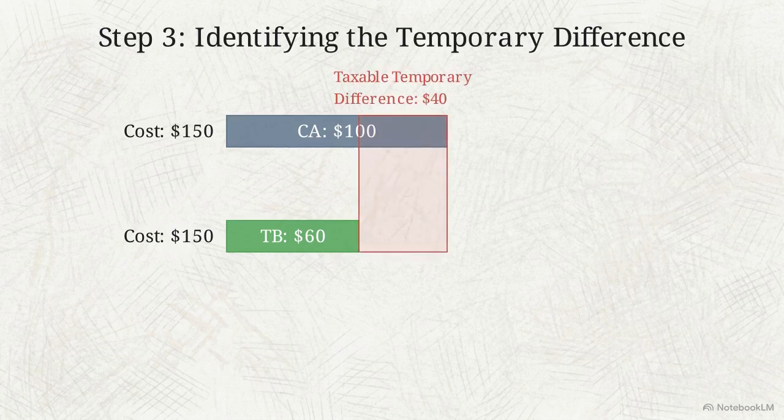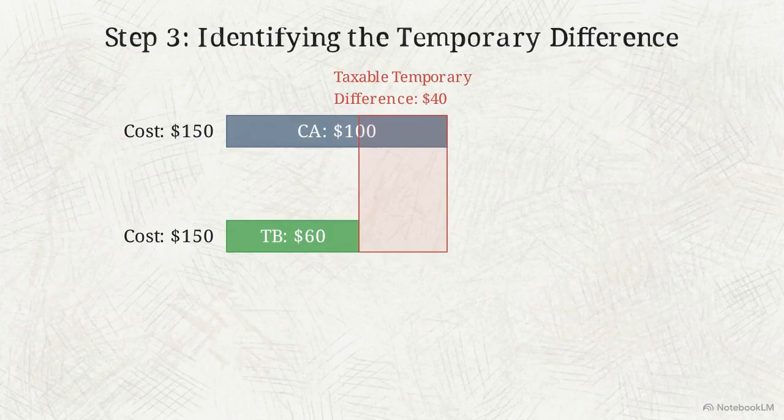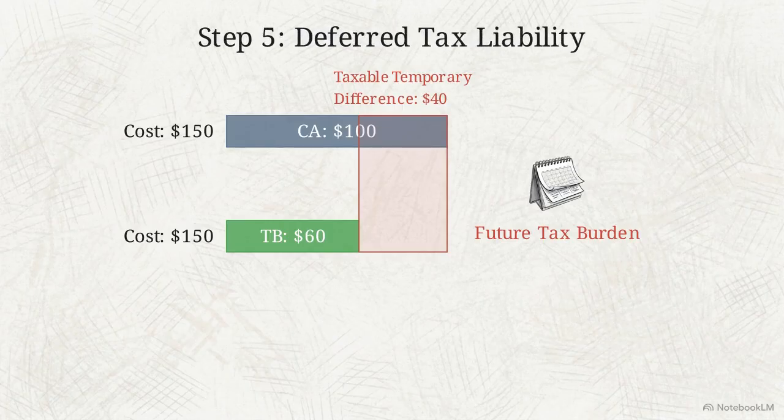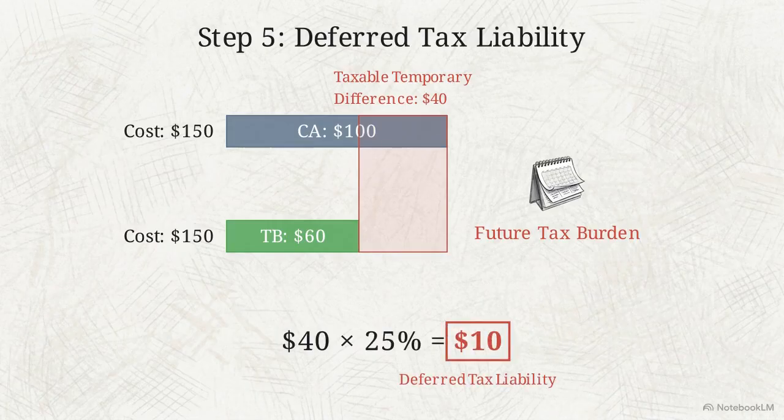Step 4 asks what this gap actually means. By claiming that larger $90 deduction today, the company leaves fewer available for tomorrow. When this machine generates future revenue, the tax payments will be proportionally larger. Step 5 puts a price tag on that future burden. We multiply the $40 temporary difference by a 25% corporate tax rate, giving us a $10 deferred tax liability.